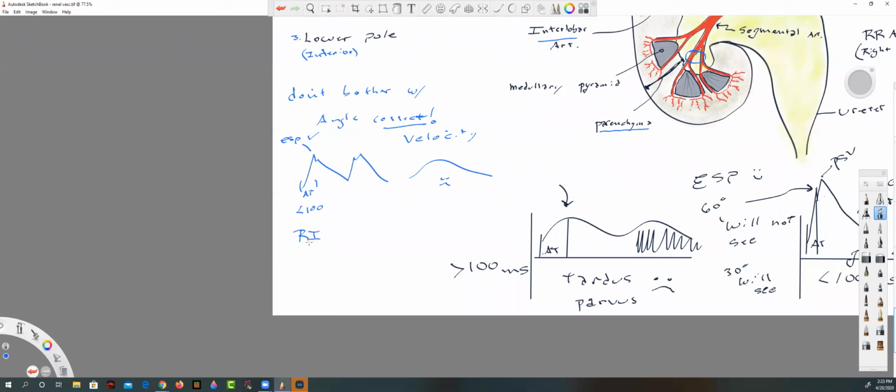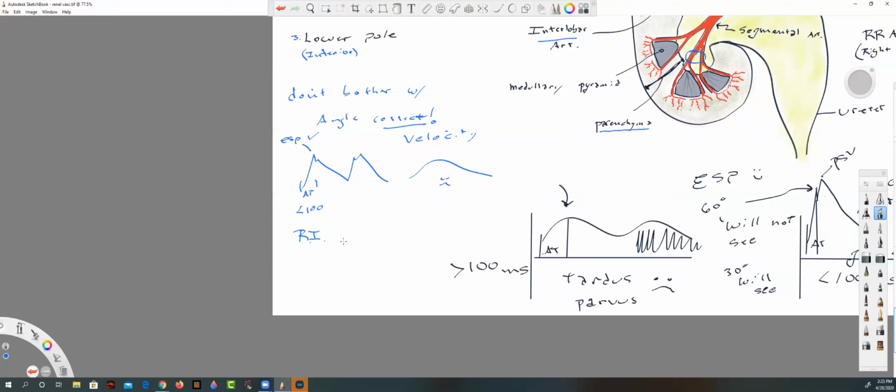An add-on is the resistive index, the RI. The resistive index is simply a measure of, oh God, I have to do this from memory, peak systolic velocity minus end diastolic velocity divided by peak systolic velocity. That is from memory, so if I'm wrong, I apologize, but I believe that it is. I'm not going to write it down because I'm just doubling down. I'm dumb if I'm incorrect. In any case, the resistive index gives us an index of the resistivity.